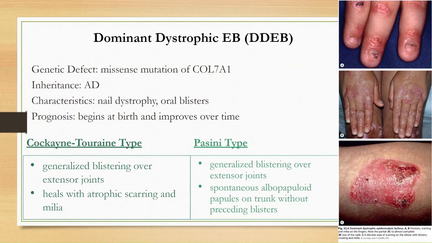Dominant dystrophic EB, it's a genetic defect, obviously, in collagen 7A1, as are the others, but this one's an autosomal dominant type mutation. Nail dystrophy, oral blisters are noted, and this begins at birth and improves over time. The Cockayne-Touraine type usually has generalized blisters over the extensor joints, and this has atrophic scarring. The Pasini type has generalized blisters over the extensor joints as well. Now, the unique variant of this and what is tested is that there are some spontaneous white papules on the trunk without the preceding blister that's noted. So you have spontaneous albopapuloid papules on the trunk without preceding blisters. Okay.